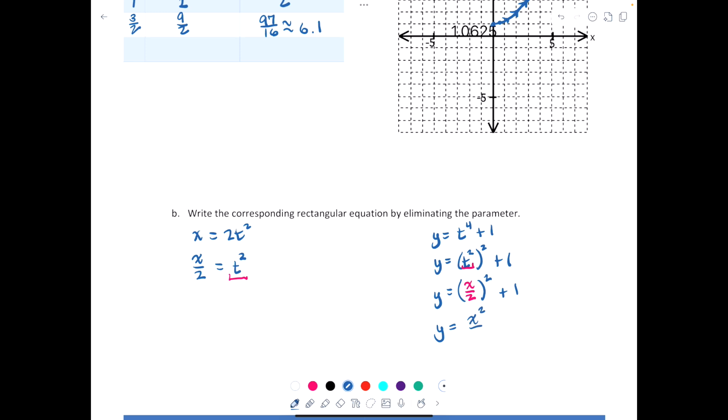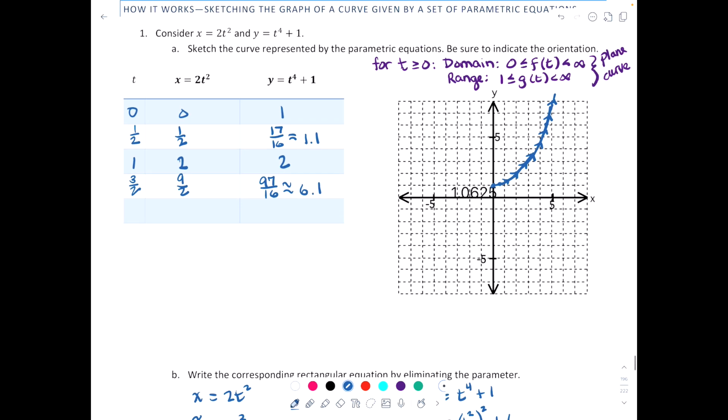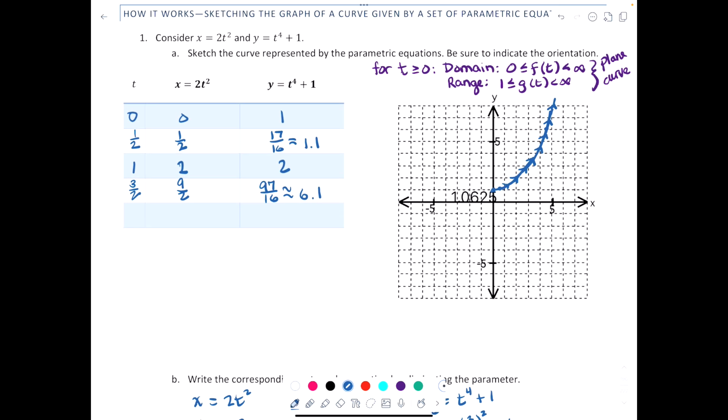x squared over 4 plus 1. Now we will want to say that x is greater than or equal to 0, because in the equation with two variables, it would have been okay to put in a negative. But we know from our parameter we want to start with time equal to 0. Cool so far?